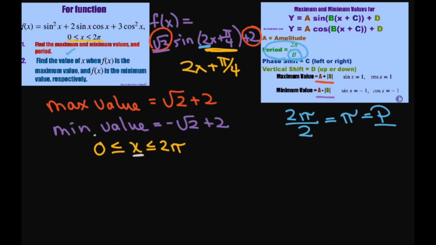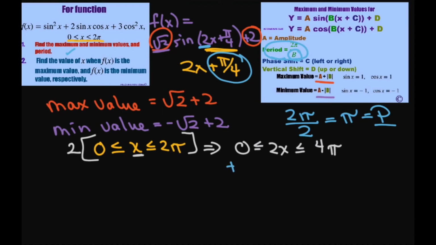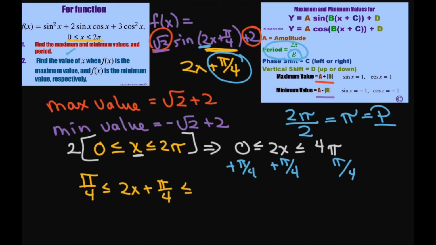So the next thing, let's just multiply this through by 2, and that's going to give me 0 is less than or equal to 2x is less than or equal to 4 pi. And the next step we're going to do is add pi divided by 4. So we're adding pi divided by 4 to all of these. Now that's going to give us pi divided by 4 is less than or equal to 2x plus pi divided by 4 is less than or equal to 17 pi divided by 4.